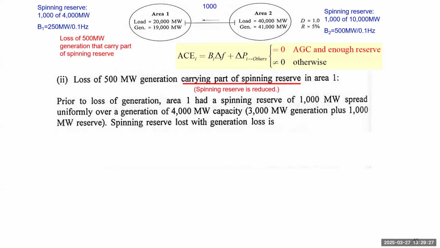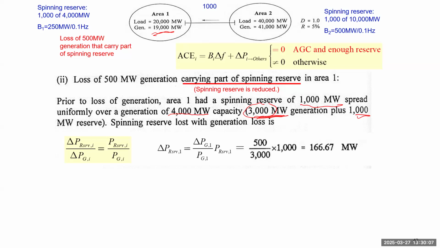So based on analysis, we have 1,000 megawatt spinning reserve uniformly distributed among 4,000 megawatt capacity. So for those 4,000 megawatt capacity, we have 3,000 actual generation with 1,000 spinning reserve. So this 3,000 megawatt will be part of this generation. Then we can estimate the spinning reserve loss. We have the change on spinning reserve divided by the change on the generation. Based on this linear relationship, the change on the generation divided by the total generation in area 1 will tell you the factor of how much spinning reserve is lost, and then multiply by the total spinning reserve. We are going to lose this amount of spinning reserve.